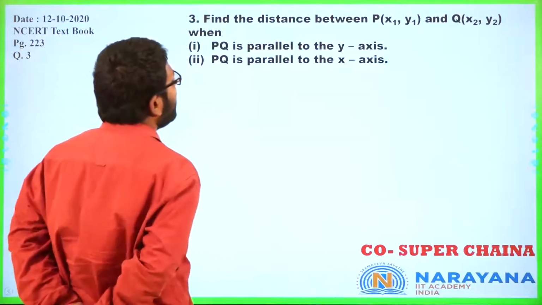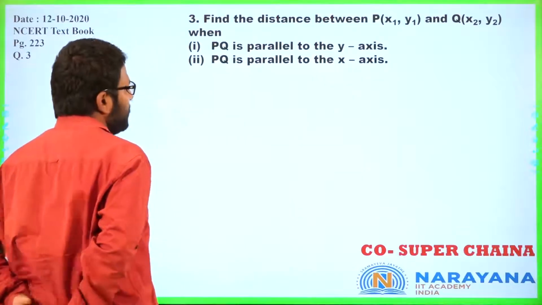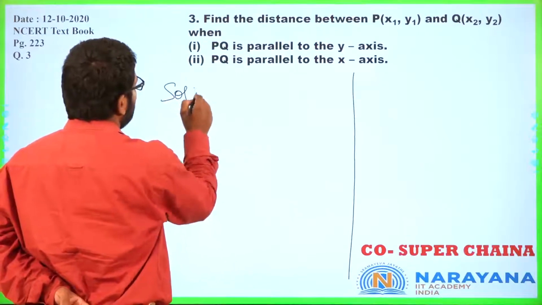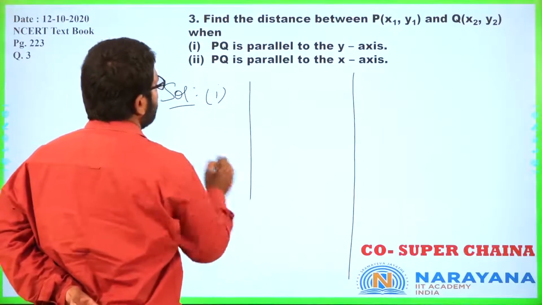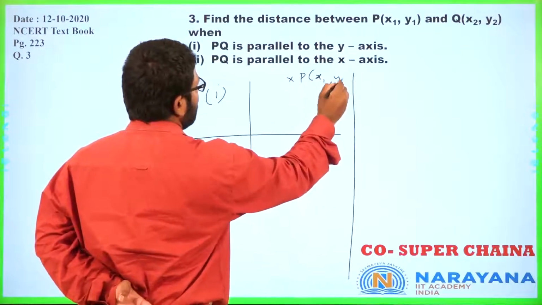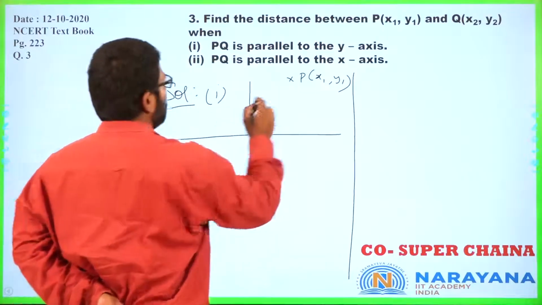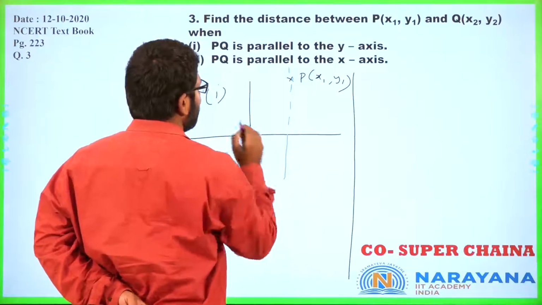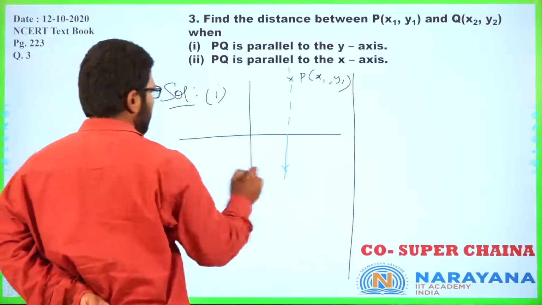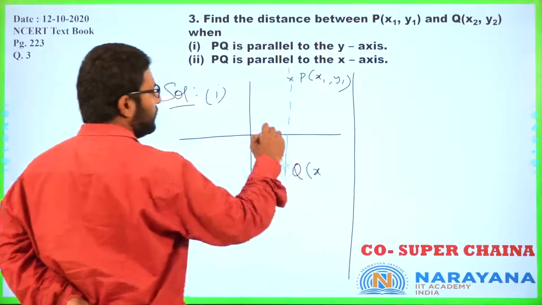Find the distance between P (x1, y1) and Q (x2, y2) when PQ is parallel to y axis and when PQ is parallel to x axis. This is a purely geometric question. Take one: PQ is parallel to y axis. So if I take this point P, x1 comma y1, PQ needs to be parallel to y axis, so PQ should be vertical. Take point Q, x2 comma y2.